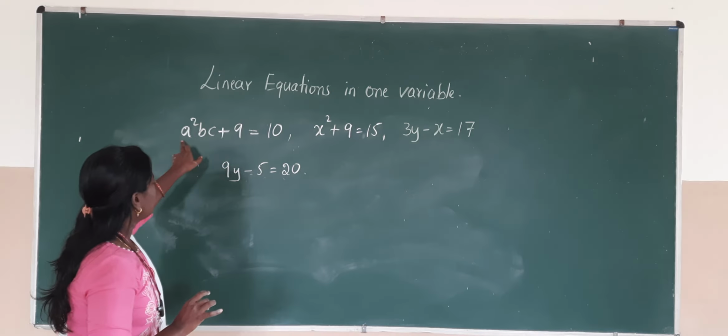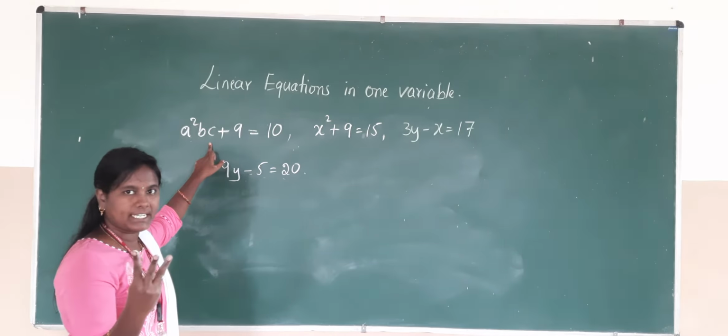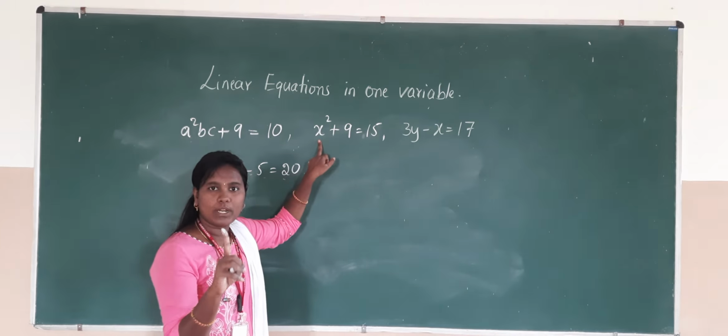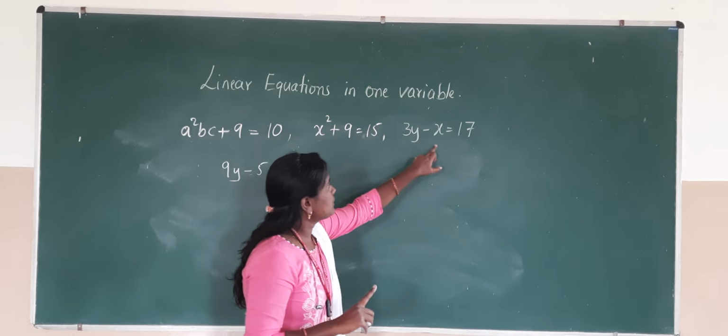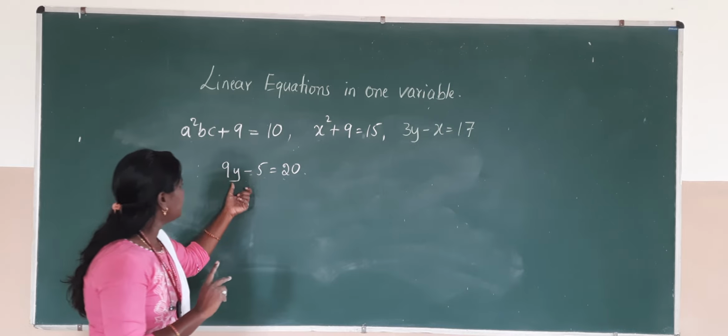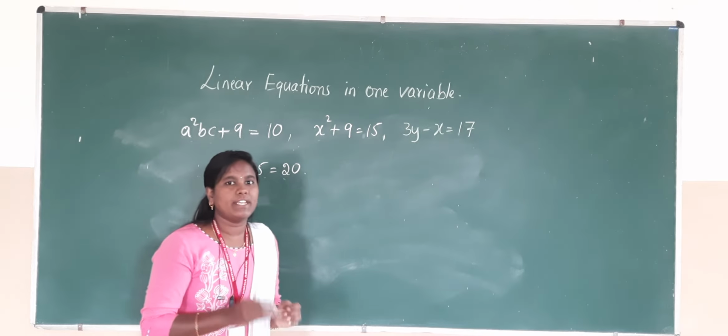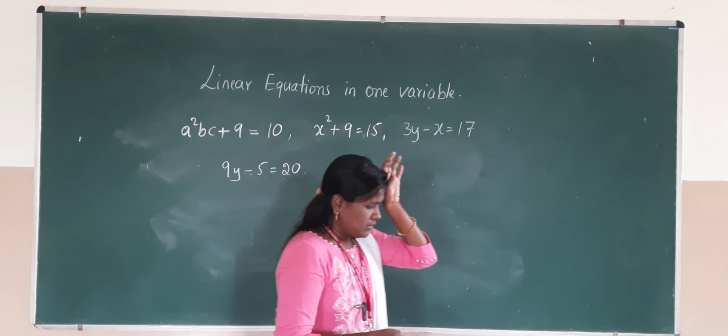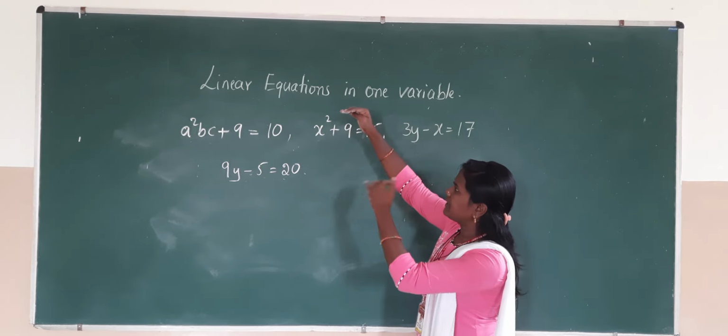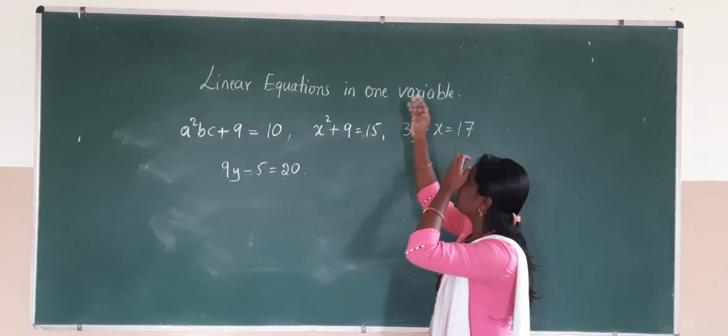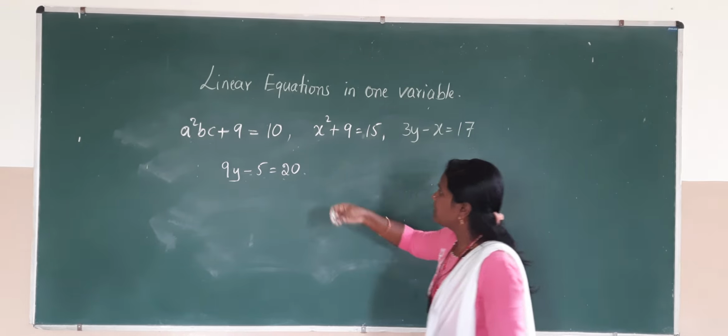Here if you observe, this one is having three variables, this is having one variable, this equation is having two variables, and here it is having only one variable. Yes? So now let us go completely with the lesson linear equation in one variable. So what is the meaning of?